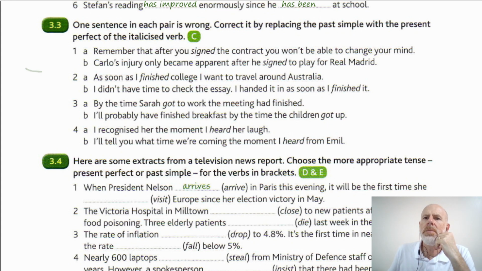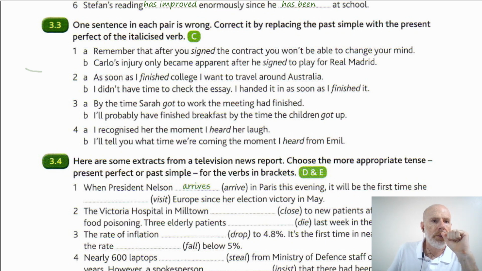Correct it by replacing the past simple with the present perfect of the italicized verb. All right, so let's see. One sentence in each pair is wrong. Remember that after you sign the contract, you won't be able to change your mind. So you've signed the contract. It's in the future, right?